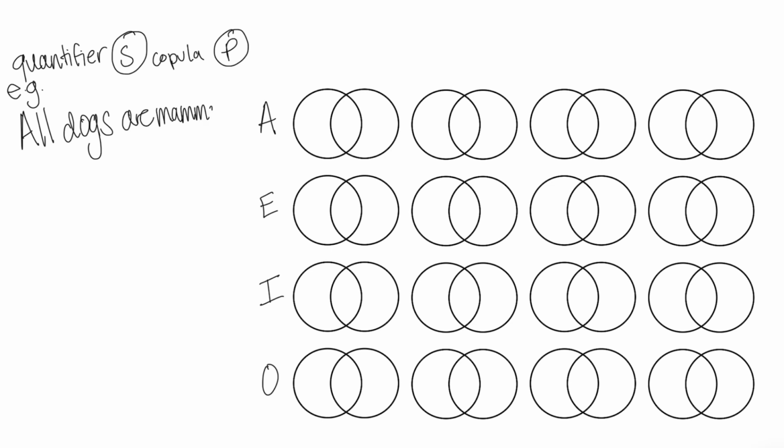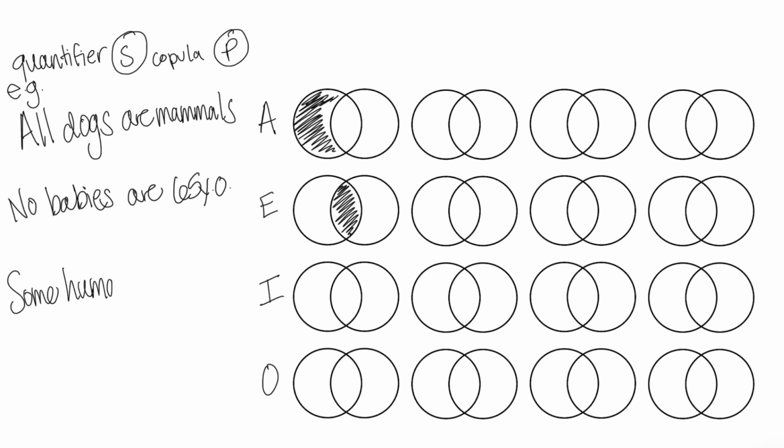Our example A claim is going to be the claim that all dogs are mammals. Our example E claim is going to be the claim that no babies are 65 years old. Our example I claim is going to be the claim that some humans are ballerinas. And our example O claim is going to be the claim that some humans are not women.